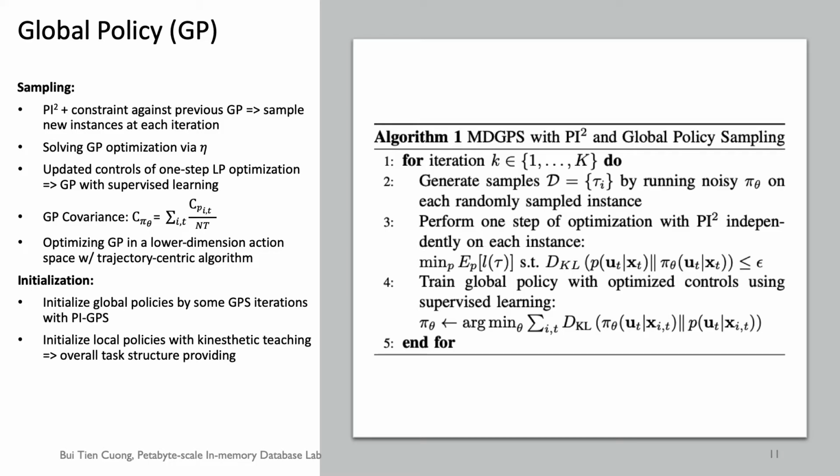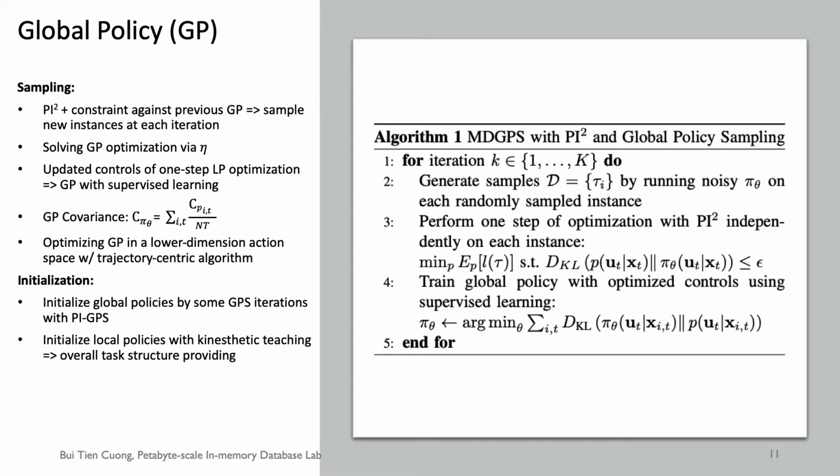We also initialize the local policy with kinesthetic stitching to provide the algorithm with the overall structure of the task at the start of the training. After initialization, the global policy can already occasionally perform the task, but it is often overfitted to the initial task instances.